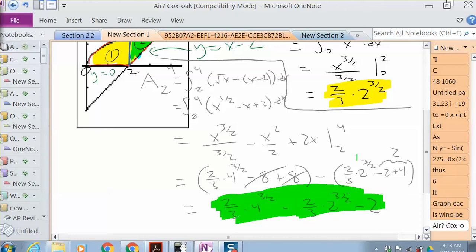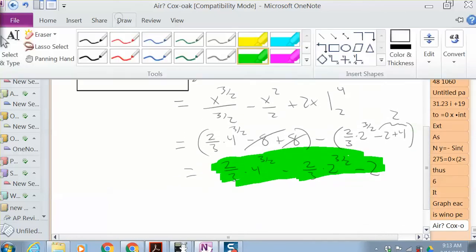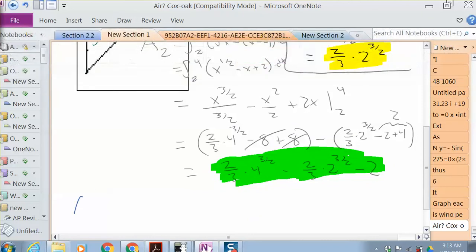Now, fortunately, when we add those two regions, A1 plus A2, notice how these are just going to cancel out, right? Those are like terms. And can you evaluate 4 to the 3/2? What is it?